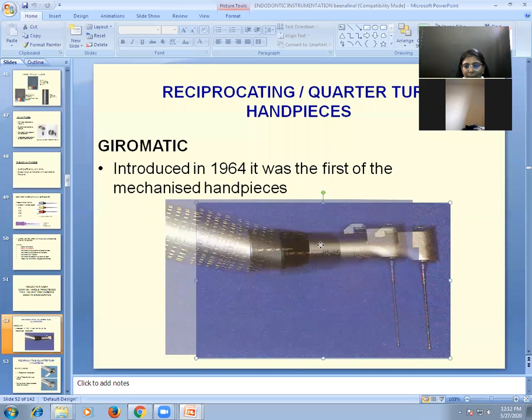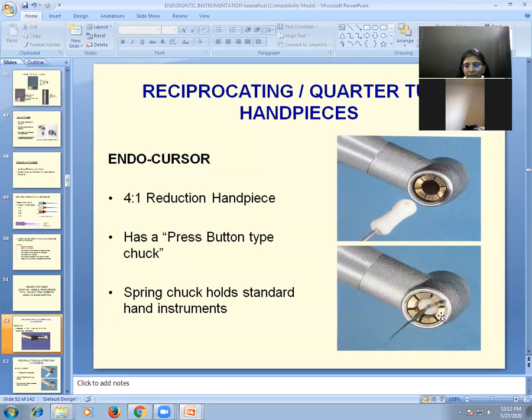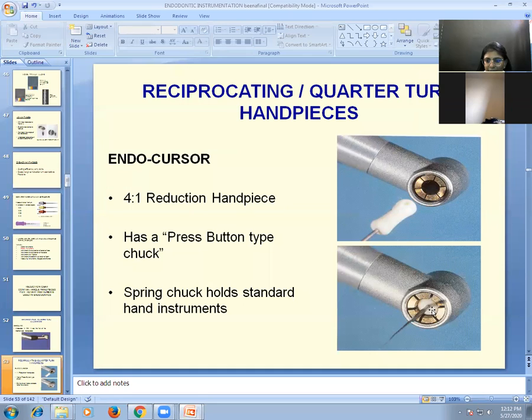So these are the handpieces. You can see the handpiece. This is the head, this is the shaft, and this is the handle. And the instruments are fitted into the latch type, into the groove of the head. Okay. See, this is the area where the files are to be inserted. The file is inserted like this. These are the gyromatic handpieces. Okay, so these files which do not have the latch type can be inserted into this.